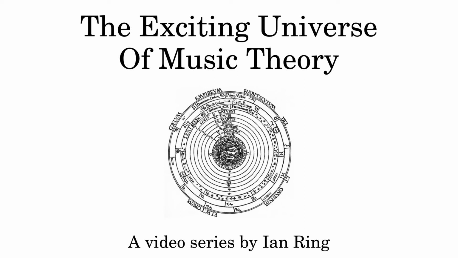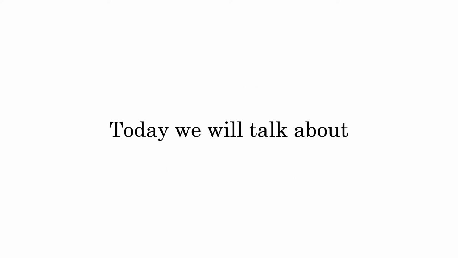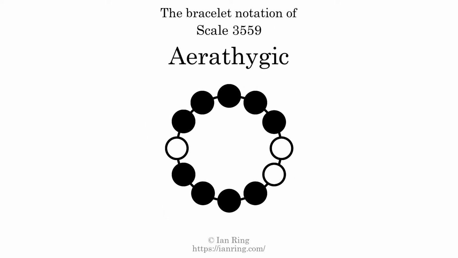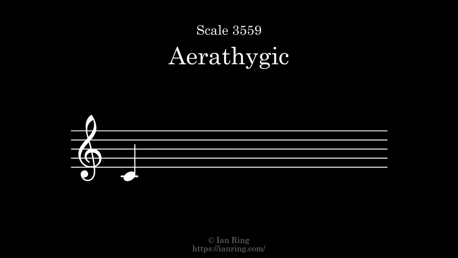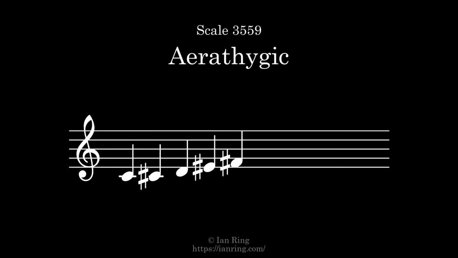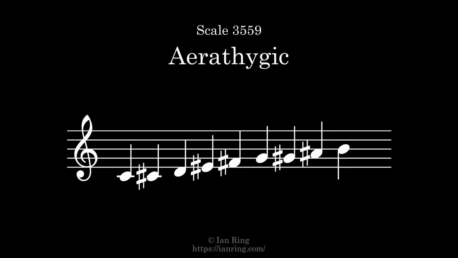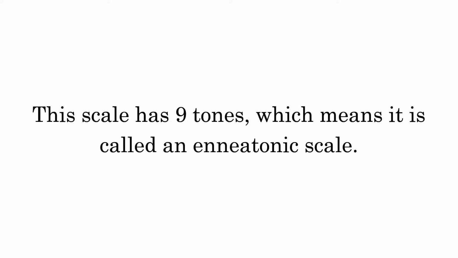Welcome to the exciting universe of music theory. Are you ready to learn? Then let's begin. Today we will talk about scale 3559, Aerathygic, which sounds like this. This scale has 9 tones, which means it is called an enneatonic scale.